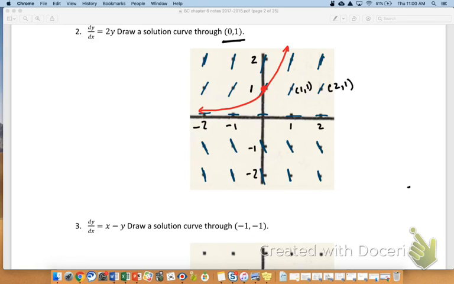Okay. If you haven't already looked at number 3, it's a little more adventurous. Give it a shot. Let's do it. dy/dx equals x minus y. This is what mine looks like, but I'm not sure if it's right.